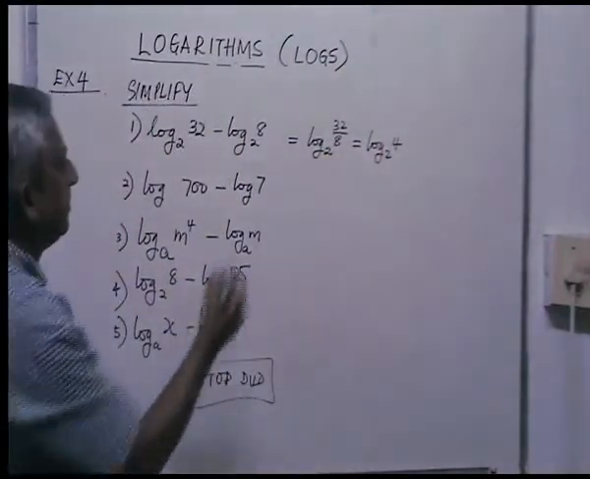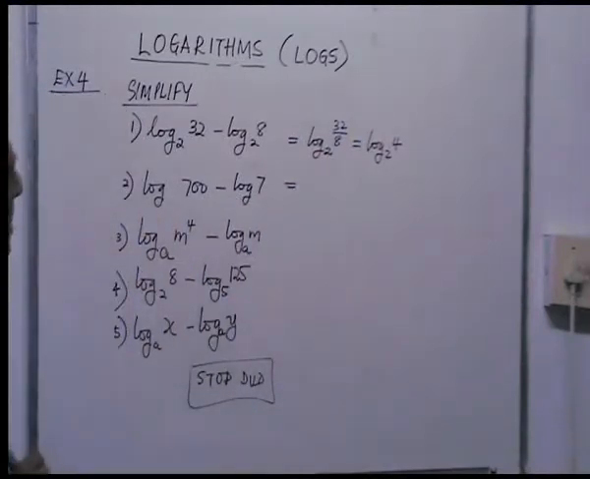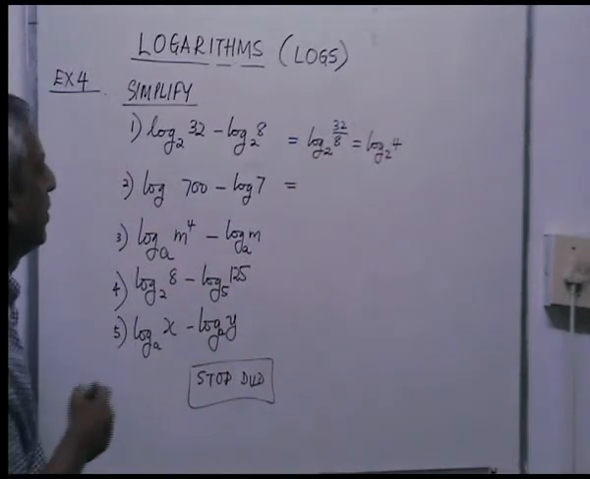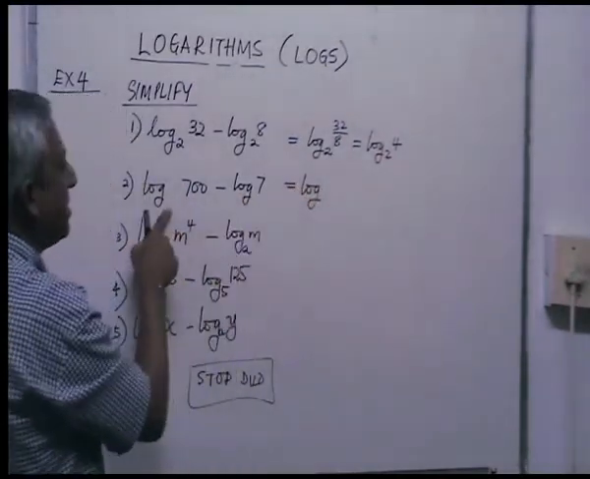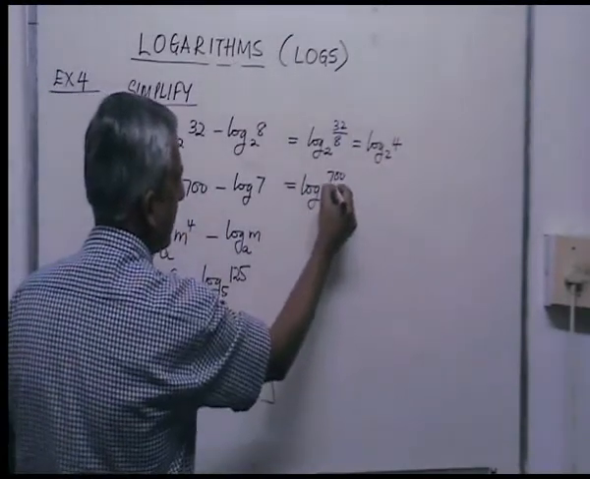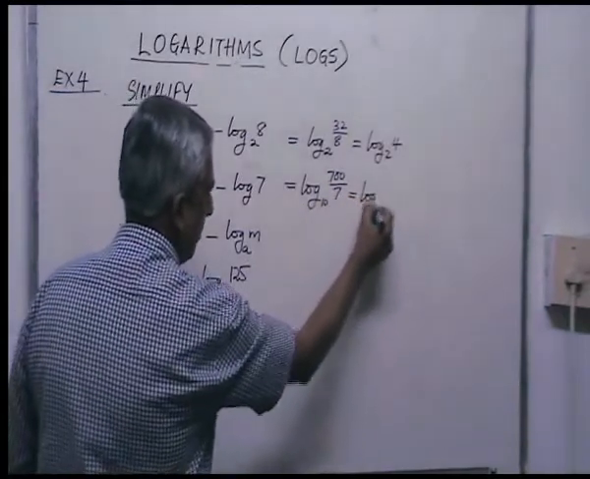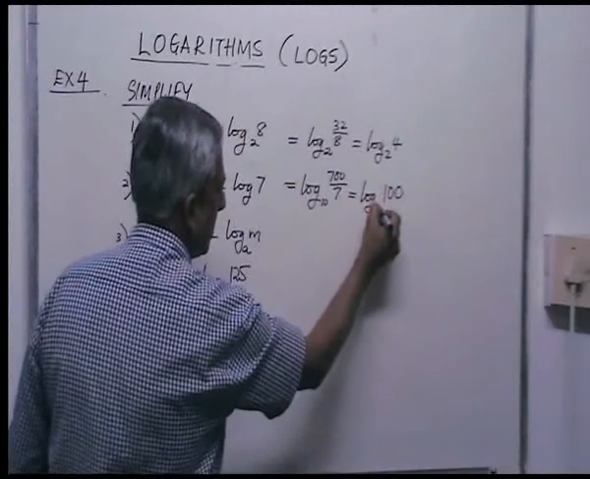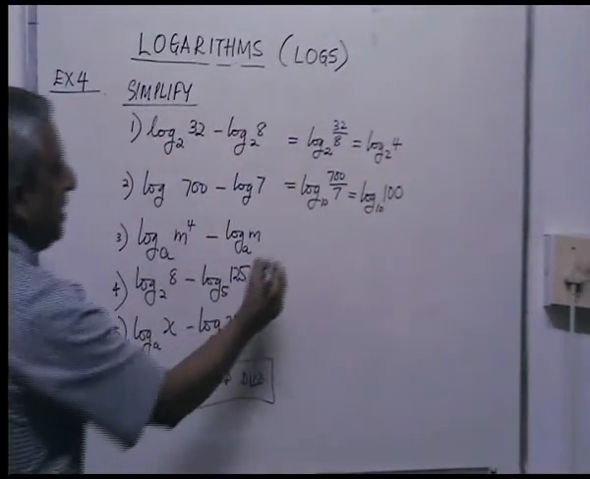Right, number 2. Let's check. Bases are not written, but the bases are understood to be 10, therefore we can proceed. So the bases are the same, it is understood to be 10. And a minus sign, so it will be log of 700 over 7 to the base 10. That gives you log of 100 to the base 10. Number 3.